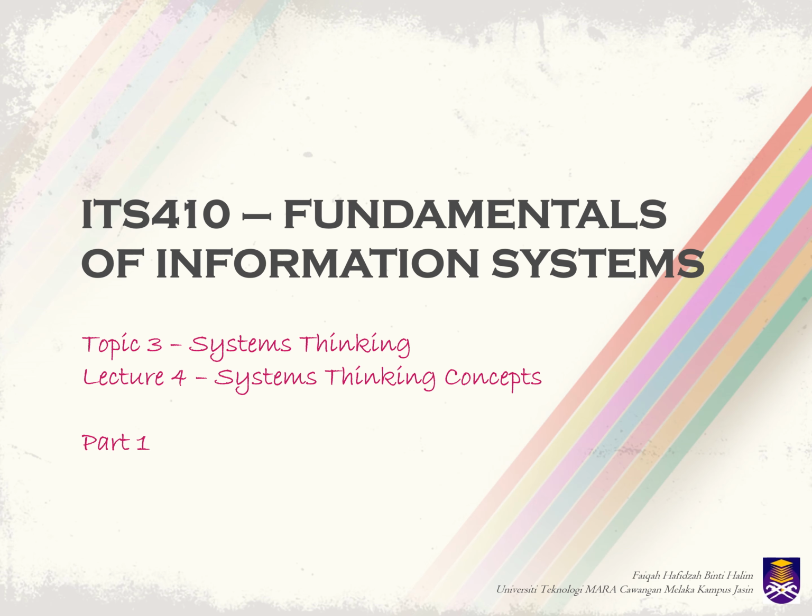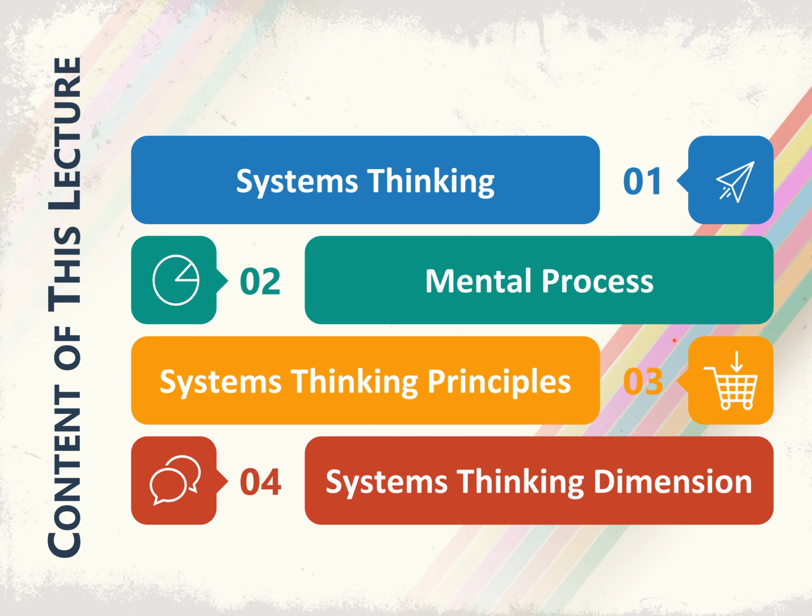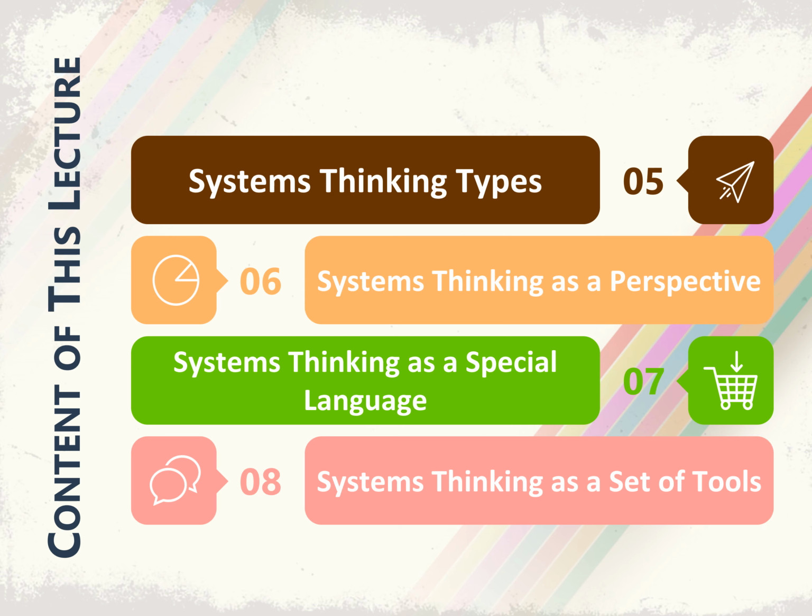We are in topic 3, which is systems thinking. So this is lecture 4 on systems thinking concepts. In lecture 4, we are going to cover systems thinking mental process, systems thinking principles, systems thinking dimension, systems thinking types, systems thinking as a perspective, as a special language, and as a set of tools. So this lecture is going to be divided into 3 parts. Please make sure you have listened to all the 3 parts in order for you to complete the whole lecture.